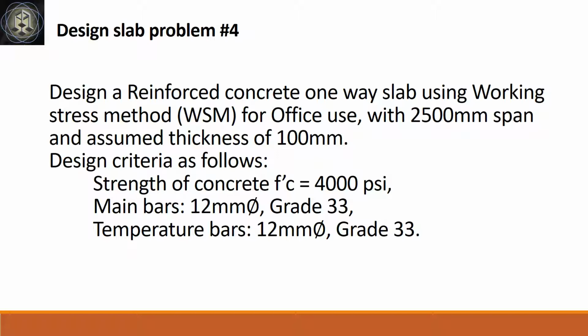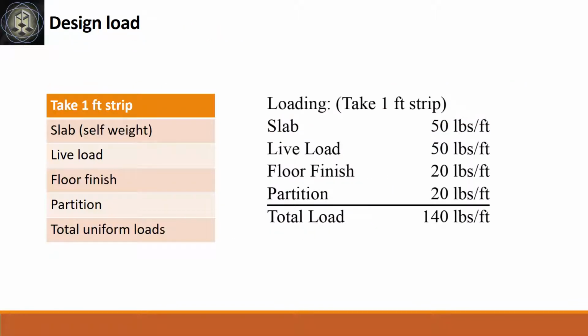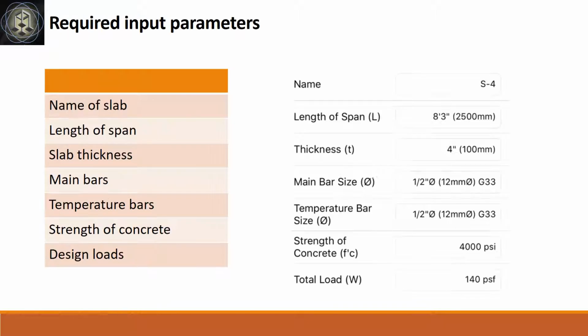Strength of concrete 4000 psi, main bars 12 mm bar grade 33, temperature bars 12 mm bar grade 33. The load of 4 inches thick slab is 50 pounds per foot. An office live load is 50 pounds per foot. Floor finish is 20 pounds per foot and partition is 20 pounds per foot for a total load of 140 pounds per foot. Enumerate input parameters required.